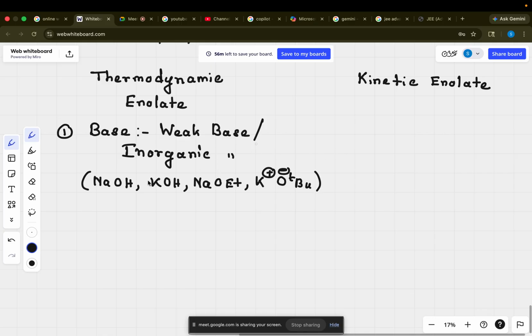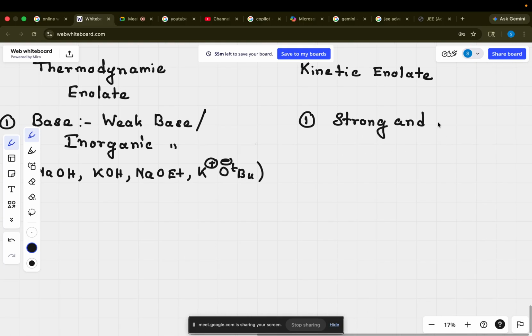If you are using this kind of inorganic base or weak base, the chances are you will get your thermodynamic enolate. And for kinetic enolate, which kind of base will you use? It will be a strong and hindered organic base.